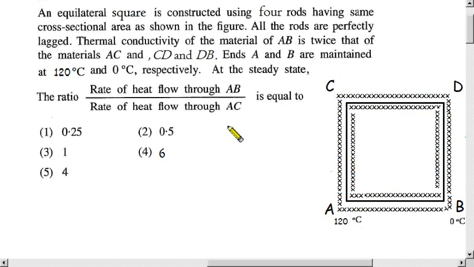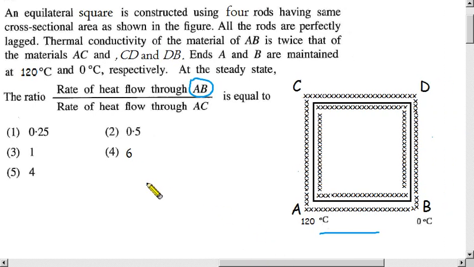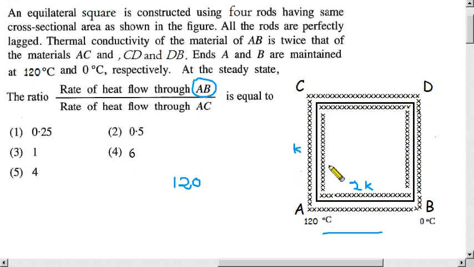At the numerator they have written AB, so we have to write this one first. So the numerator of the ratio: the temperature difference first, 120. For the K values, if this one is K, they have given this one as 2 times K. I didn't change much, just a few details. I took the K values the same as previous, so K and 2K. Here we have to write 2K because we are writing for this rod.